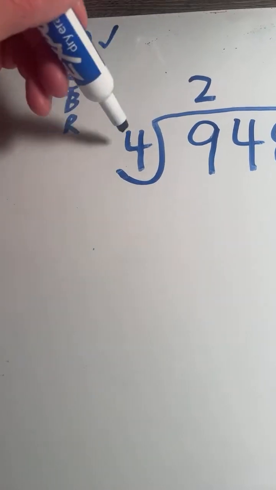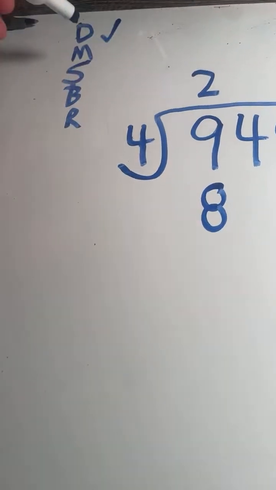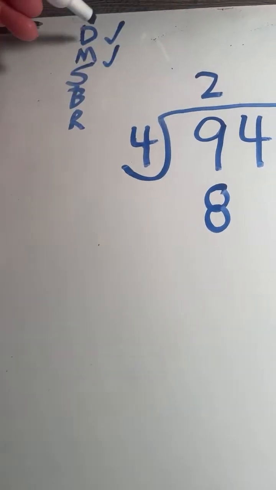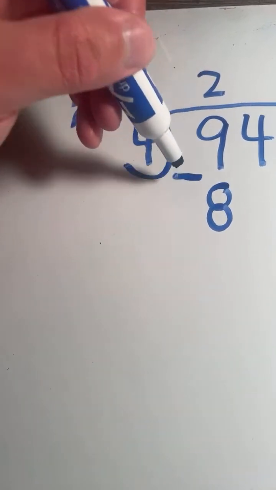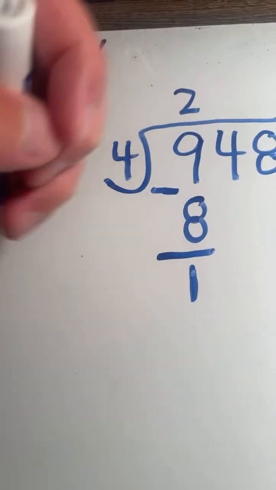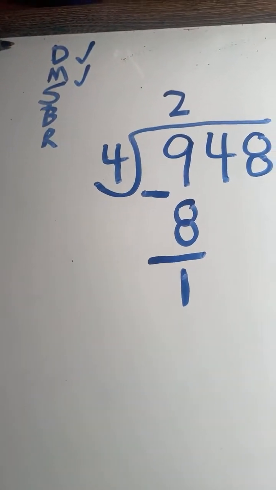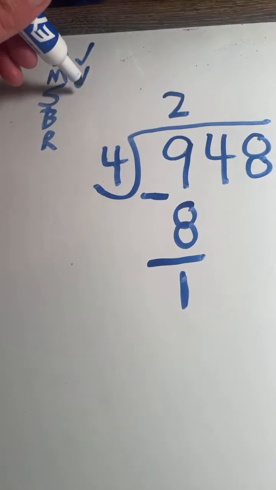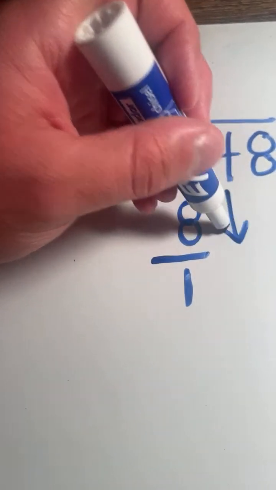2 times 4 equals 8. So first we divide, then we multiply, now we subtract. 9 minus 8 equals 1. Next, we bring down the next number.